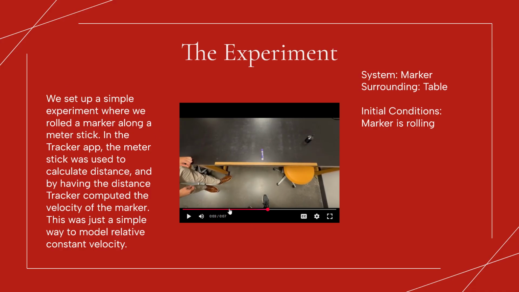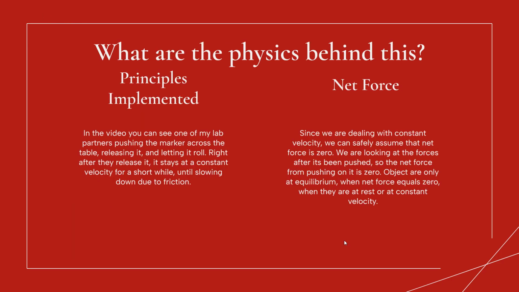So we set up a simple experiment where, as I just showed you, we rolled the marker, and then in the tracker app you can put dots on it, and it'll track those dots, and it'll show you the distance it moves using this meter as a guide stick. And by having that distance, tracker computed the velocity of the marker. It's really just a simple way to model constant velocity.